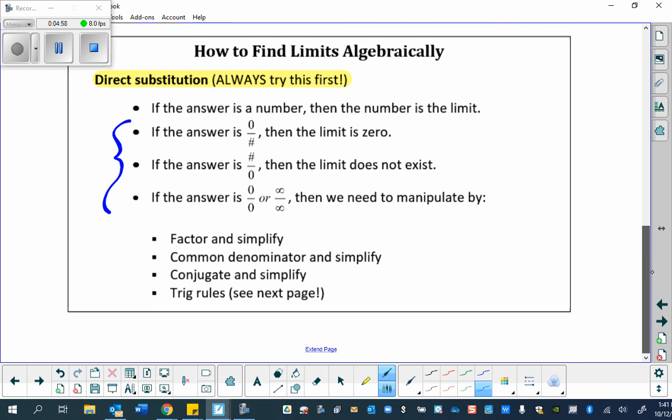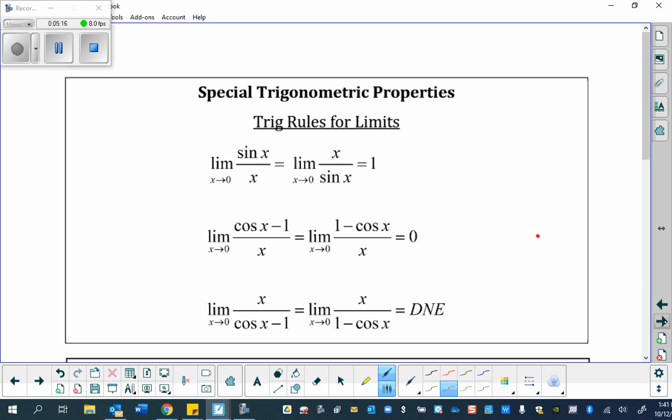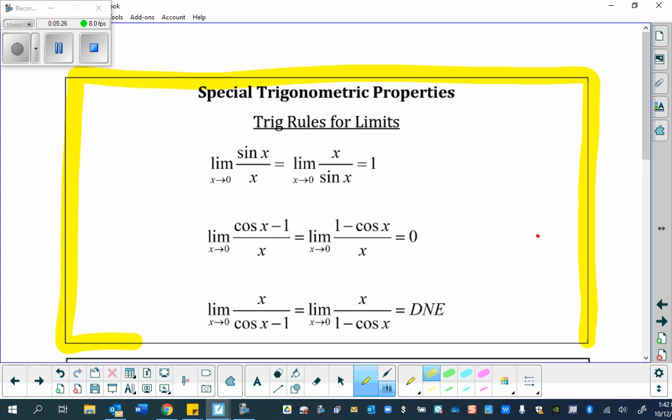These are our indeterminate forms here: 0 over 0 or infinity over infinity, where I'm going to end up dealing with these options. Factor and simplify, find a common denominator, use my conjugate, or use my trig rules. Here's your trig rules that you look at. And remember, we showed these graphs on Desmos so we can justify how each of those things ends up happening.